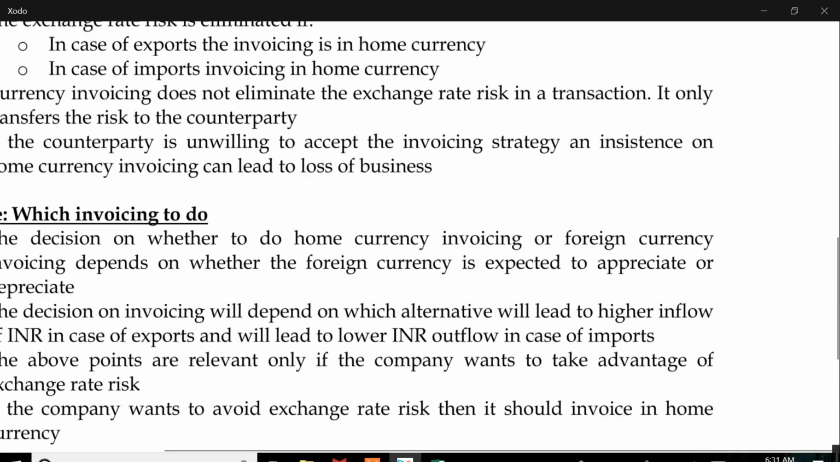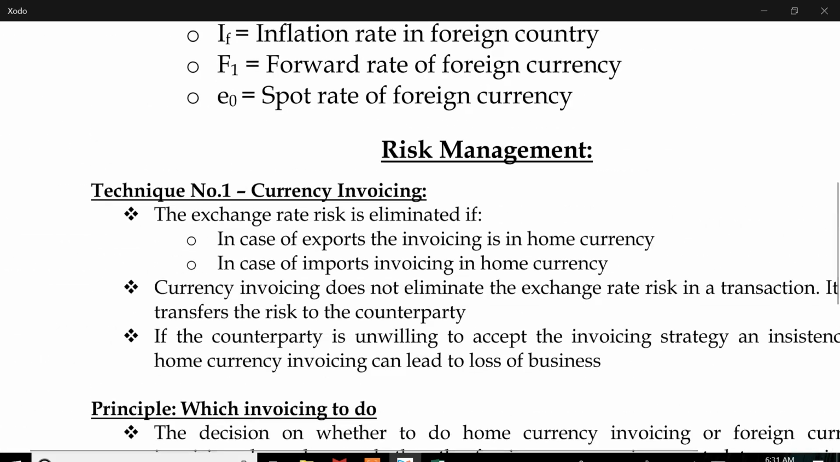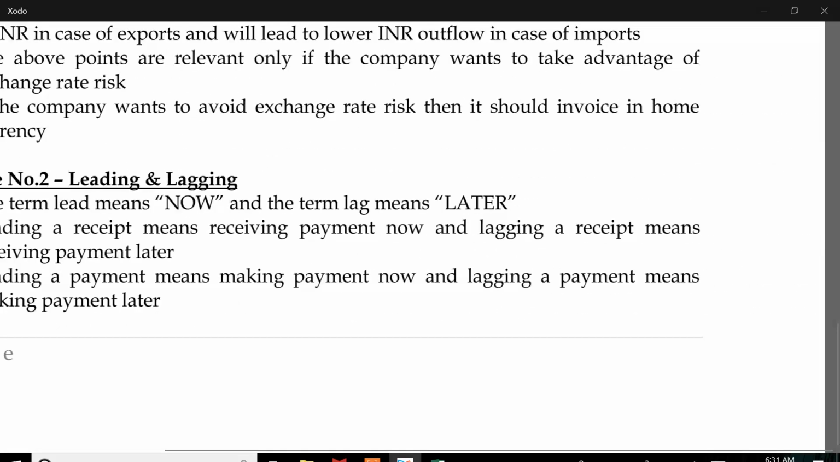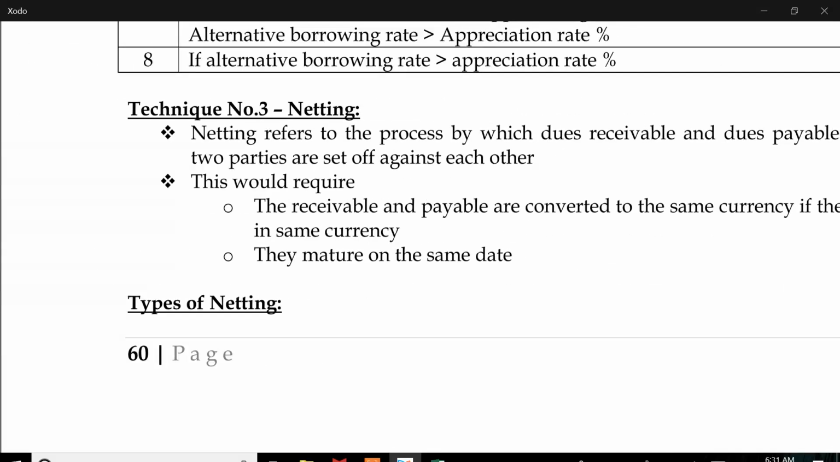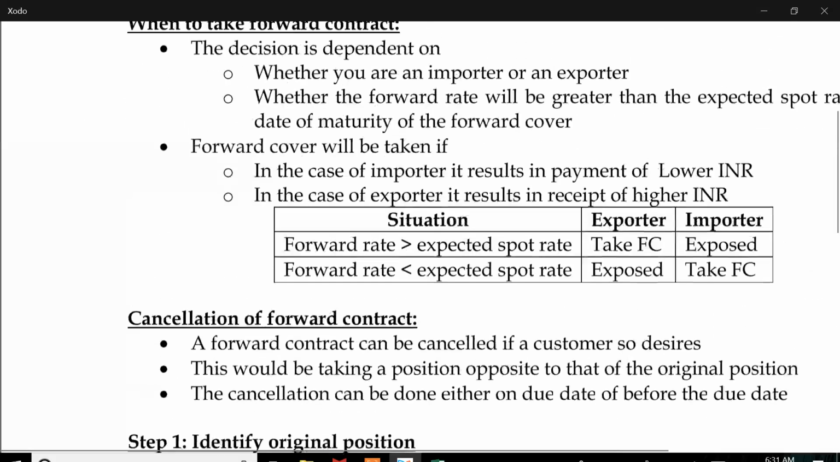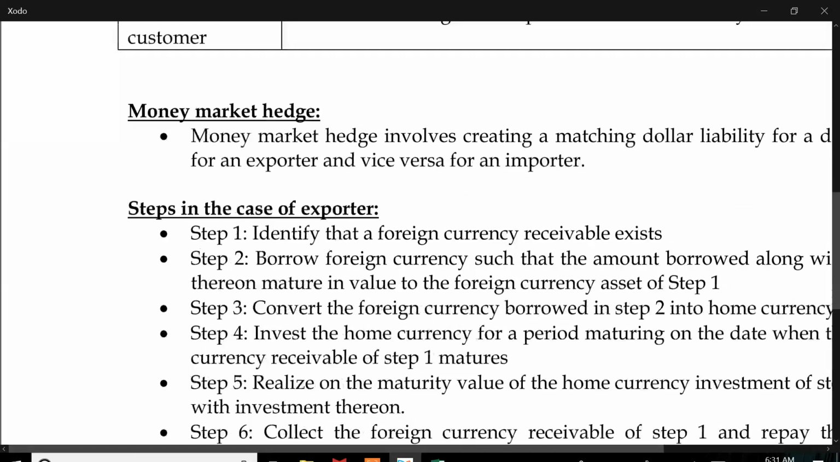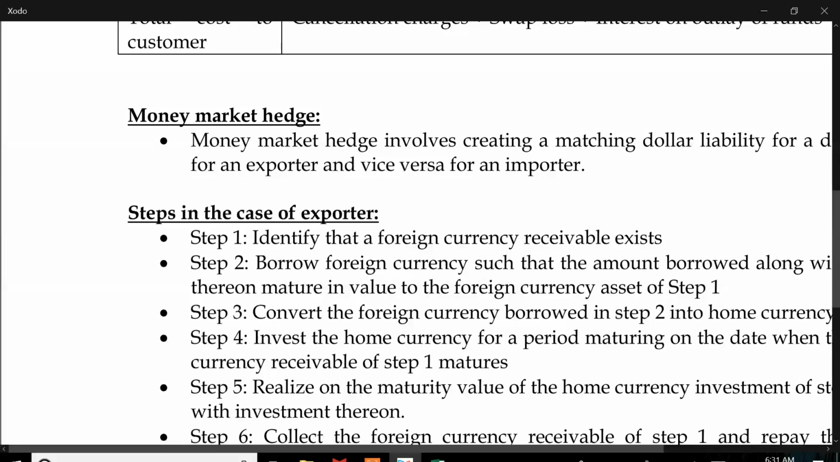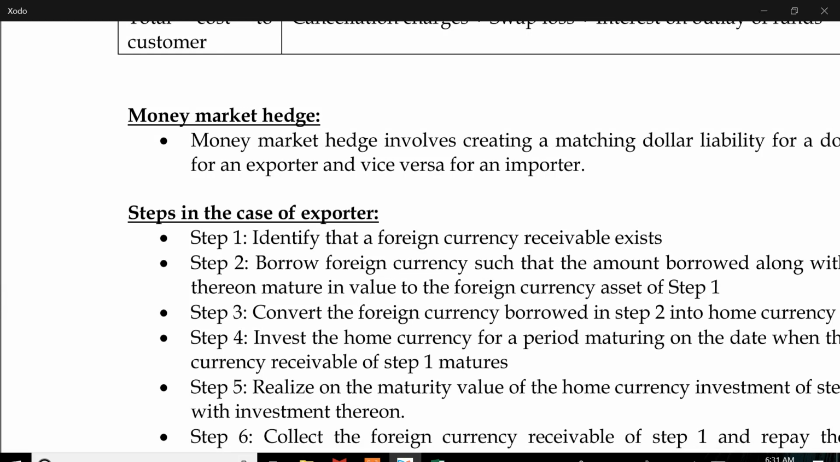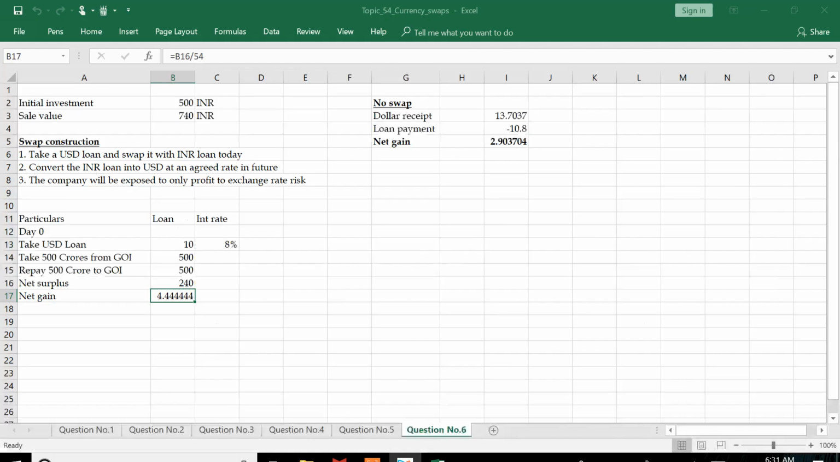We are done with technique number 1, currency invoicing. Technique number 2, leading and lagging. Forward contract netting was one more technique which we learnt. Forward contract was done, which was technique 4. Today we will go to technique 5, which is money market hedge. We did not do money market hedge, so today we are going to do it. Now what does money market hedge want us to do?